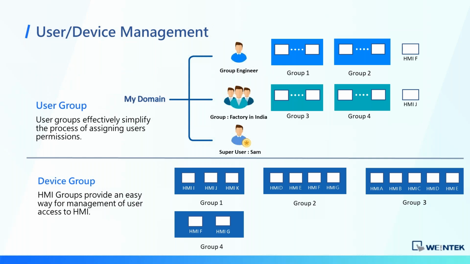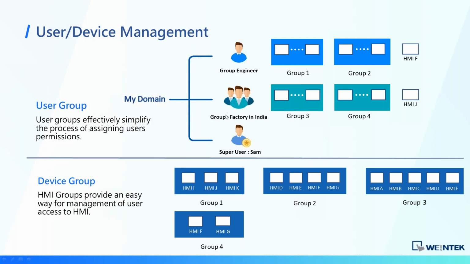Right. Besides the different roles, you can also set different user groups and device groups here. For example, there are different groups of HMIs from group 1 to group 4, like below here, right? You can see that there are four groups here, and there are different HMIs. And as an administrator, you can decide, you can see the group above here, that this engineer group can only see the HMIs of group 1 and group 2, or this independent HMI F here.